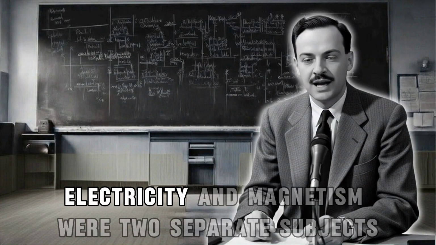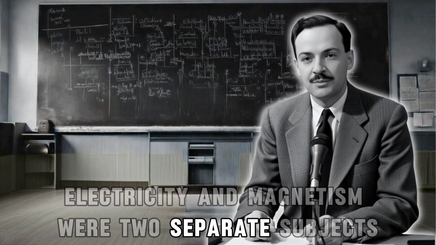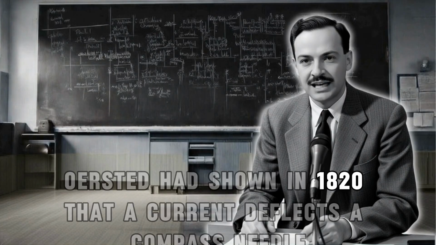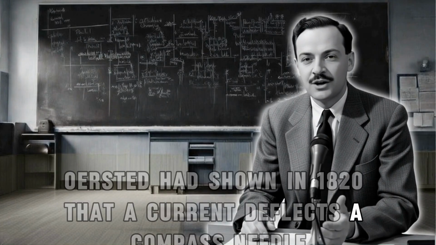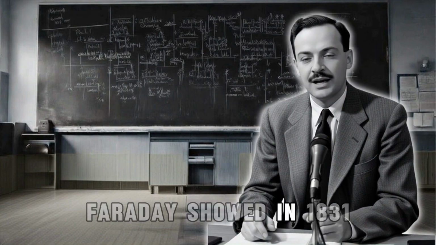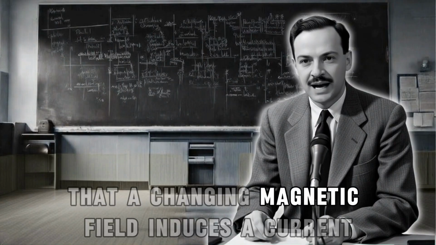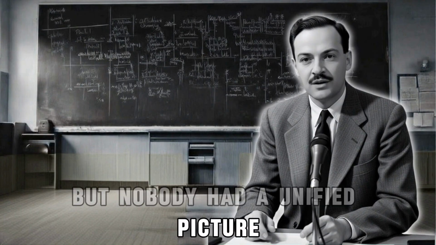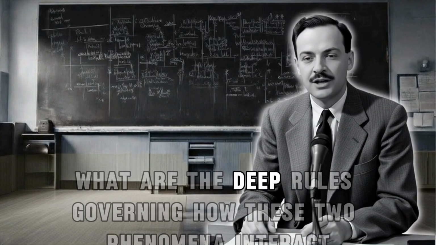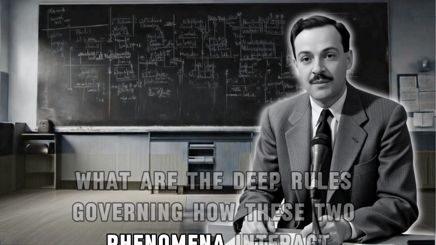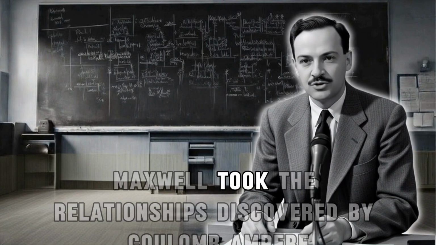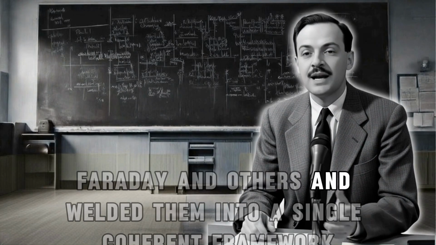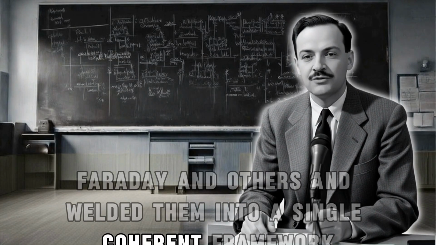Before Maxwell, electricity and magnetism were two separate subjects with some curious connections between them. Ørsted had shown in 1820 that a current deflects a compass needle. Faraday showed in 1831 that a changing magnetic field induces a current, but nobody had a unified picture. Nobody had asked, what are the deep rules governing how these two phenomena interact? Maxwell took the relationships discovered by Coulomb, Ampere, Faraday, and others, and welded them into a single coherent framework.